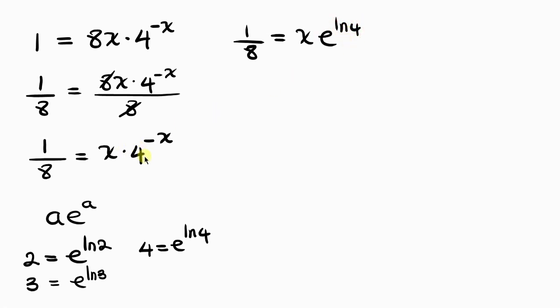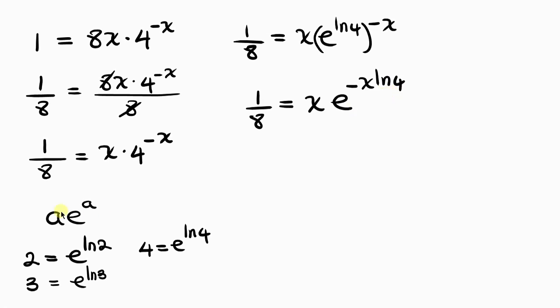But note that 4 is raised to the negative x. So I'm going to be raising this to the negative x. And like we all know, powers multiply according to indices. That means I'm going to be using this power, which is ln 4, times negative x. So that I have 1 over 8 on the left to be equal to x times e to the, remember, negative x times ln 4 gives negative x ln 4. You see that? Very good.